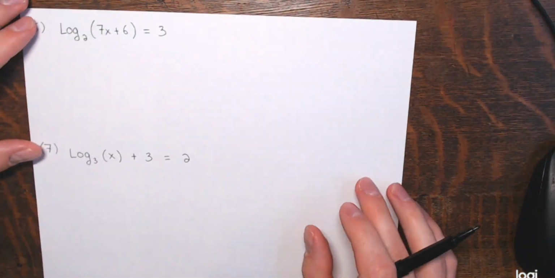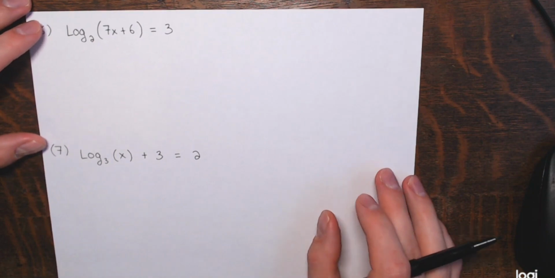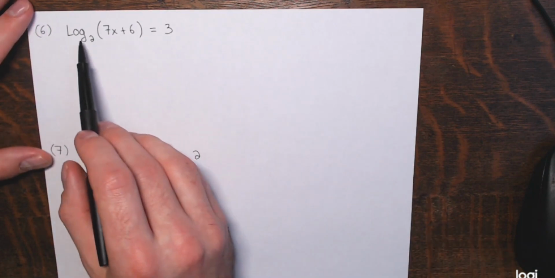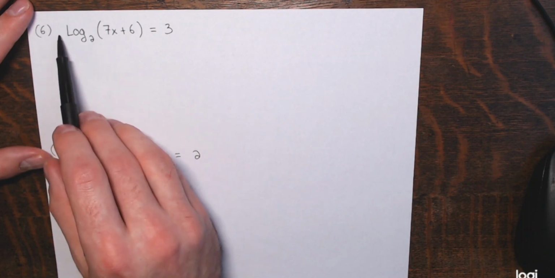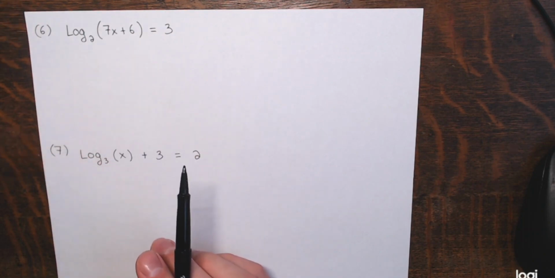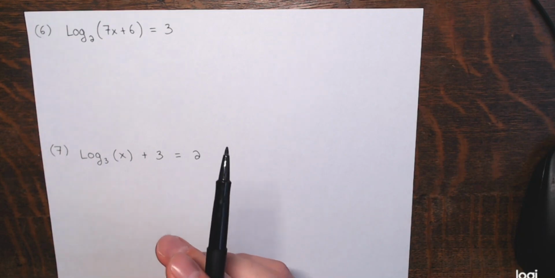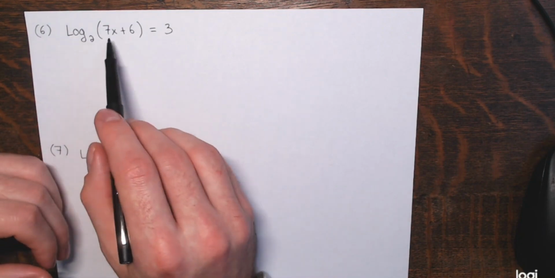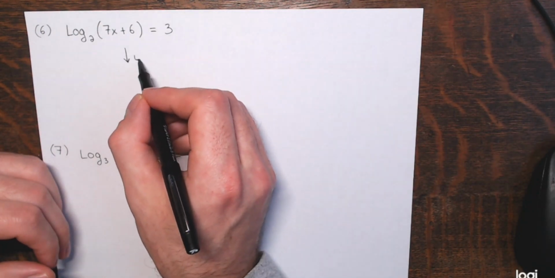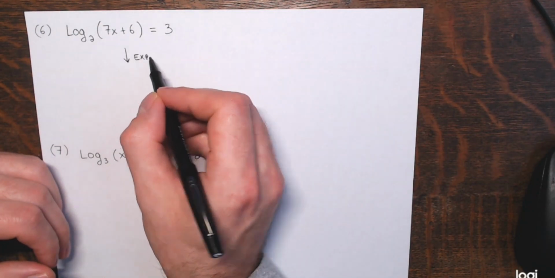This next example, pretty simple to start. It's already set up as a logarithmic statement, right? I got the log by itself. It's not being multiplied by anything. There's nothing added to it, subtracted from it. It's not being divided by anything. And it's equal to a number. The log of something equals a number. So I can start right away by changing this to the equivalent exponential form.